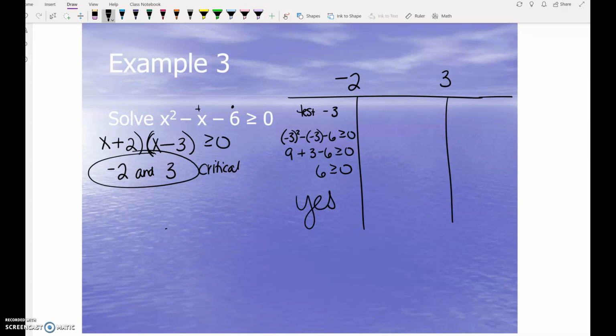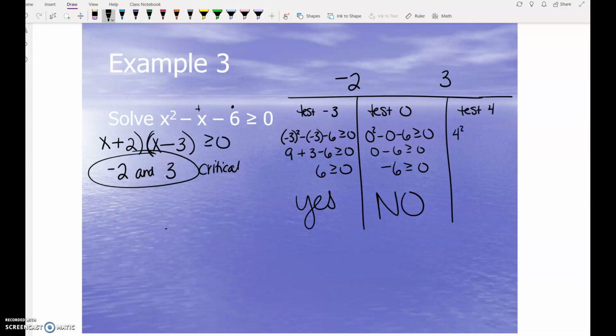What number do you think would be good that's in between -2 and +3? 0. Anytime you can test 0, test 0. It's an easy number to plug in. 0 squared minus 0 minus 6. 0 squared is 0. Minus 0 minus 6. Is -6 greater than or equal to 0? No. Now test a number bigger than 3. I'm going to test 4. You could test 5, you could test 6, anything that's bigger than 3.